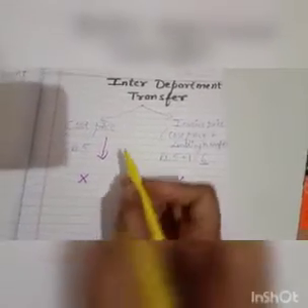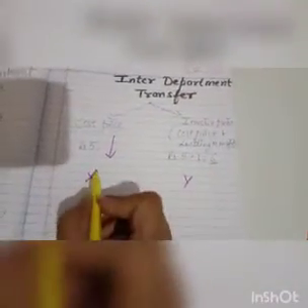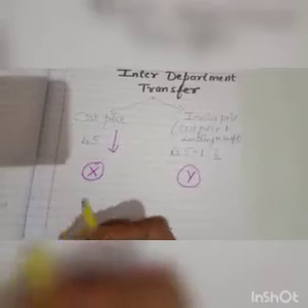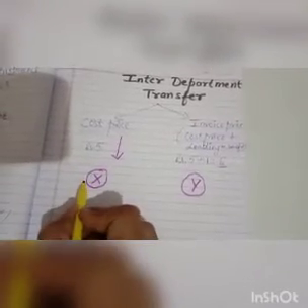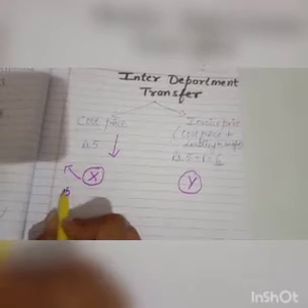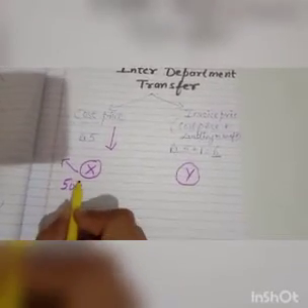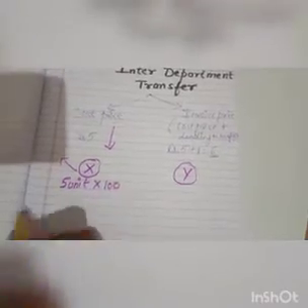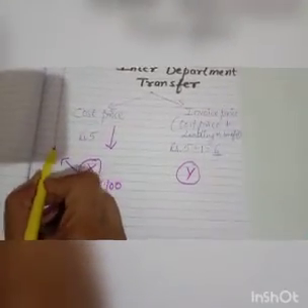Now I am going to give you an example of cost price. This is department X and this is department Y. Department X has purchased 5 units of raw material at rupees 100 each from XYZ company.